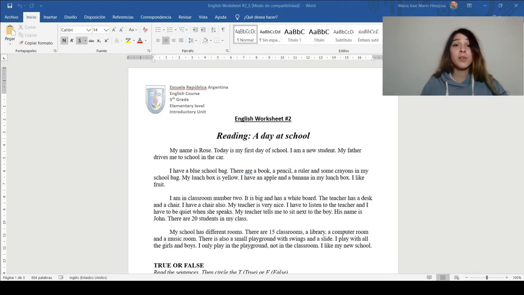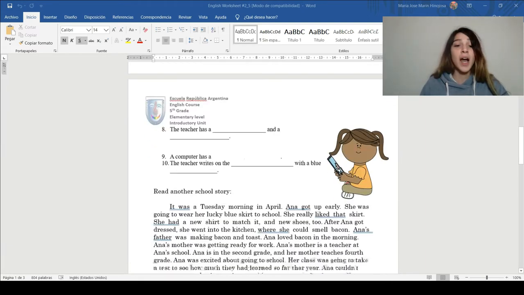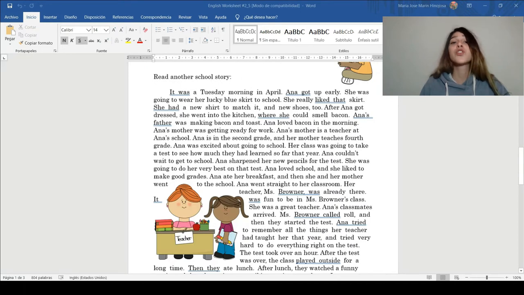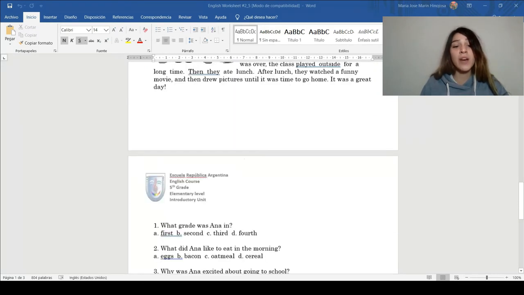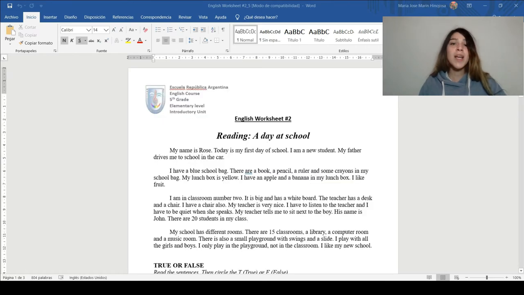Let's practice in our worksheet to apply these reading strategies. Let's take a look at our English worksheet number 2, in which there are two short stories. The first one is called Reading a Day at School, where you have to answer true or false and also fill in the blanks with the information in the text. And also, there's another short school story in which you have to answer A, B, C, or D, depending on the information of this short text. So let's take a review about reading strategies.